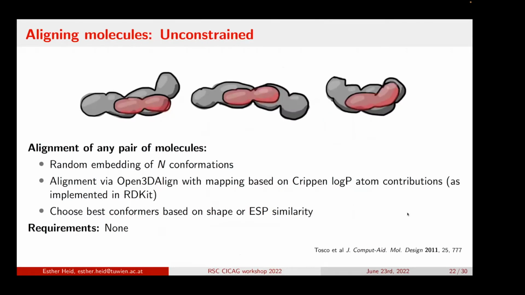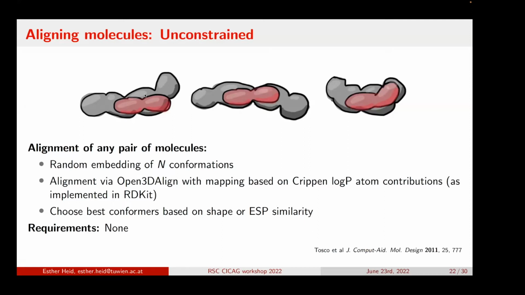So the last thing that we need to talk about is aligning. Well, because we are calculating overlap integrals. So if your molecules are really far away, the overlap will just be 0. And there are 3 options that you get if you use ESP-Sim for aligning. And the first one is unconstrained alignment, which really has no requirements. You can have molecules of completely different size and shape.